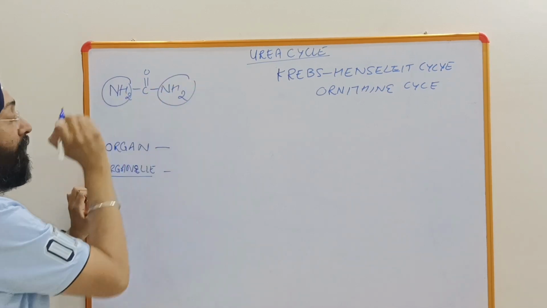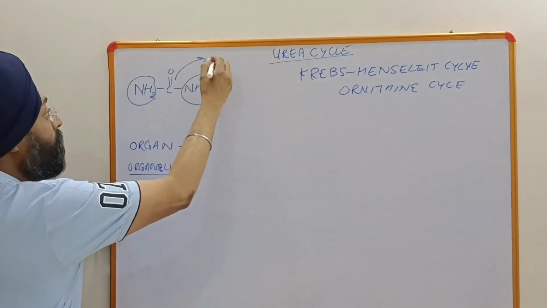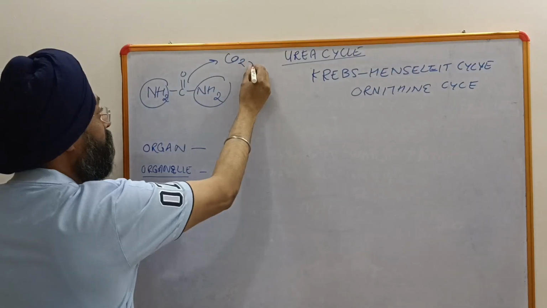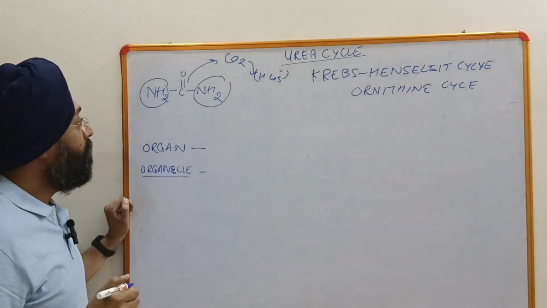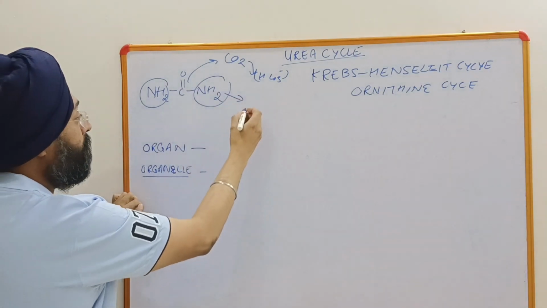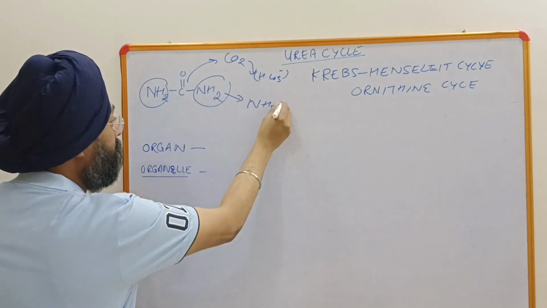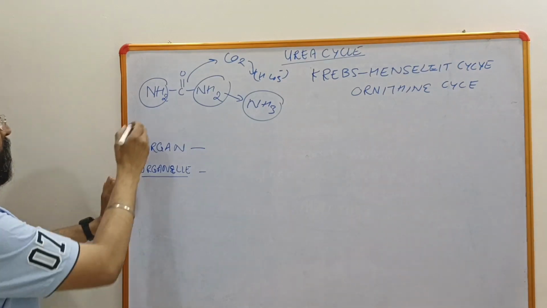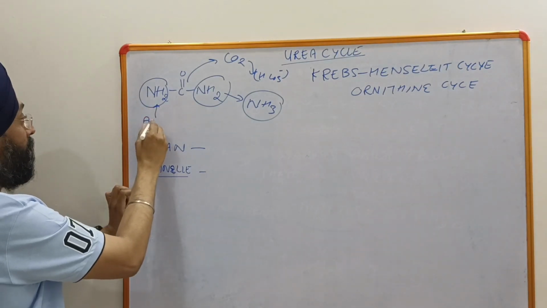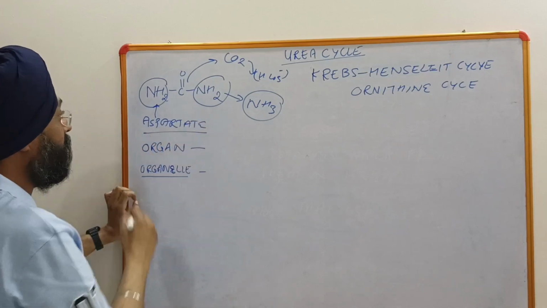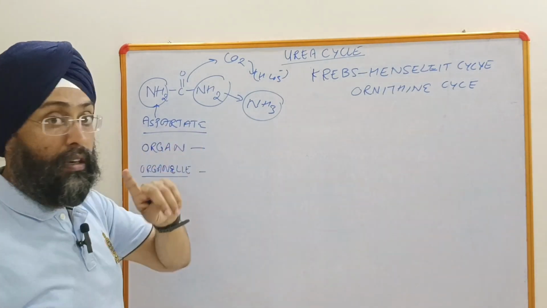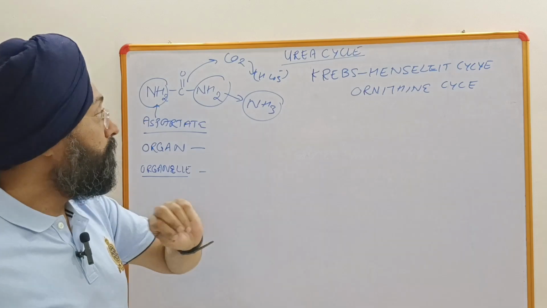And so this is the structure of urea. Two nitrogens are there, one carbon is there. The carbon is derived from carbon dioxide. The carbon dioxide is in the form of bicarbonate, right? And one amino is derived from ammonia, right? And one amino group is derived from aspartate, right?